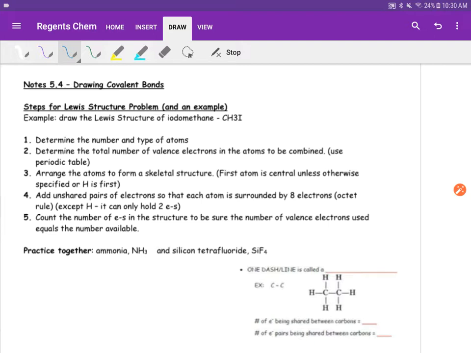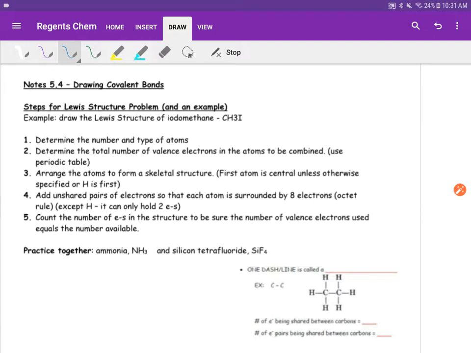This is a little bit more in depth than the ionic bonding that we did in 5.3. This takes practice, okay? It's a process. Don't skip steps. Make sure you understand the process, and you can do it without looking at your notes before you take your quiz, all right?